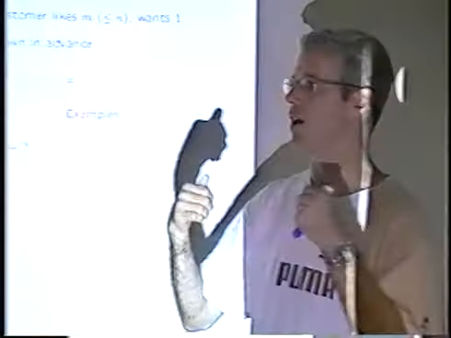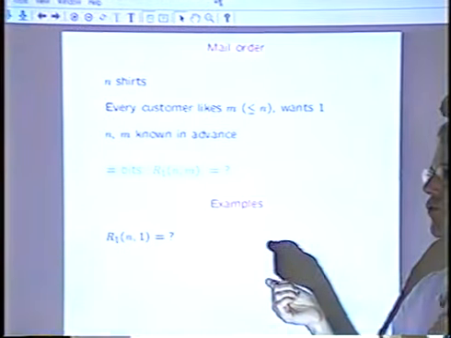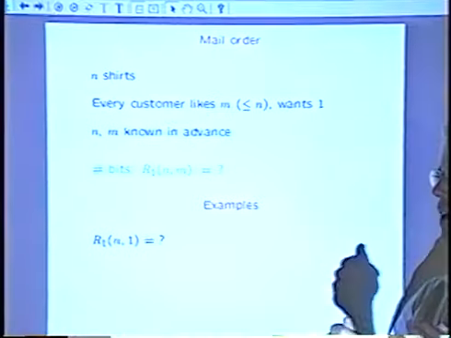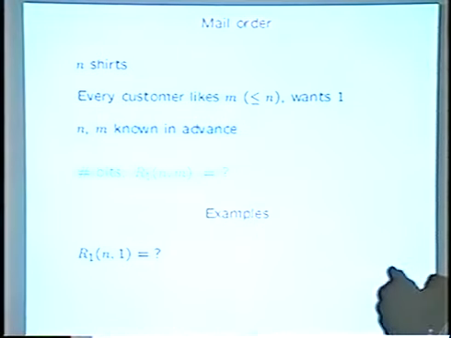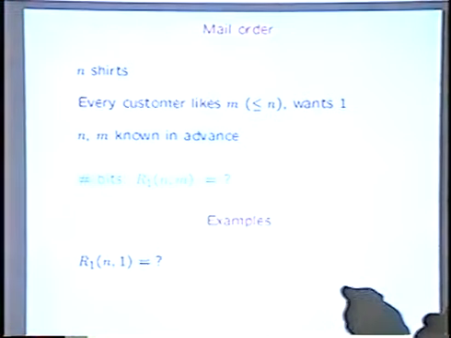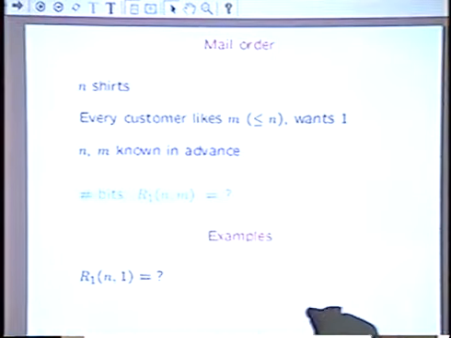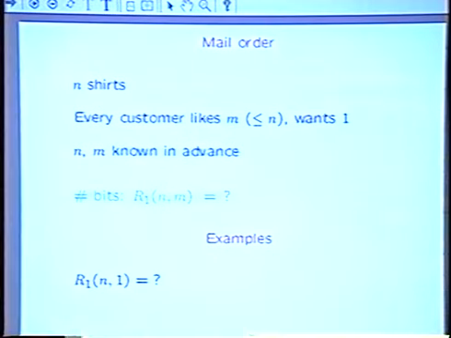So all you need to know is here. You have a mail order firm, they have N shirts, and they know that every customer likes M, let's say 5 shirts, and wants to get one of them, doesn't care which one. The question is, how many bits does the customer need to transmit to get that one shirt out of the 5? If the customer likes exactly one shirt, he needs to specify that shirt. There's nothing you can do. So you need log N, because he must specify the shirt.